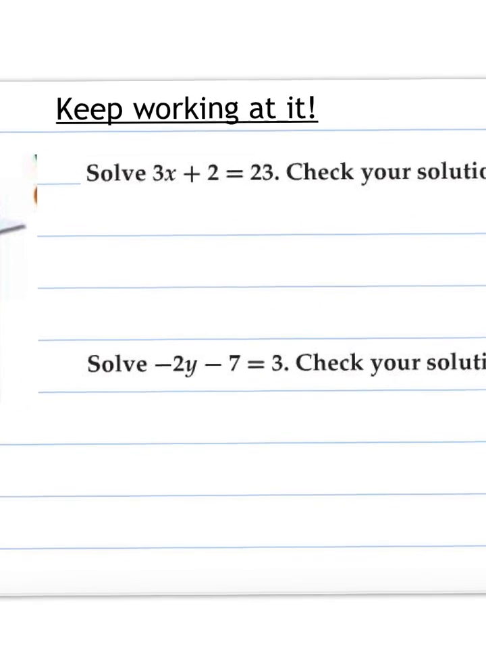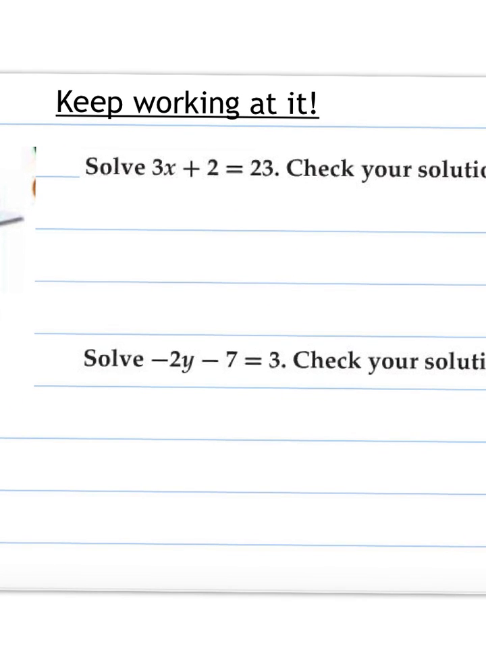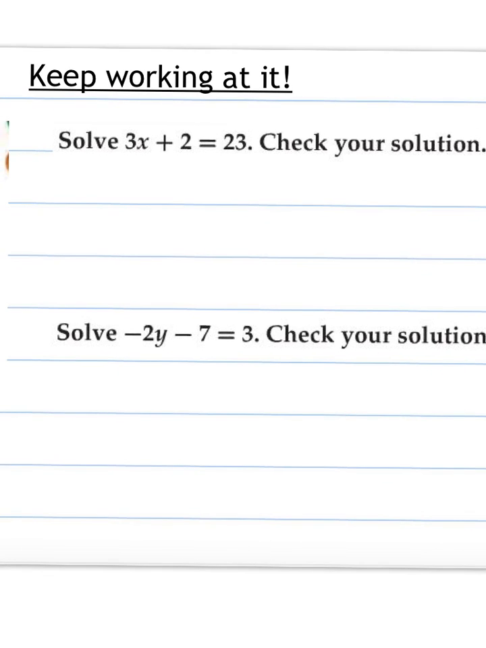Okay, here's a couple more to keep practicing. Make sure to check your solution at the end. 3x plus 2 equals 23. Okay, so we have the addition, so we do the inverse of it, which is subtracting. 3x equals 23 minus 2, which is 21. Divide each side by 3. 21 divided by 3 is 7.